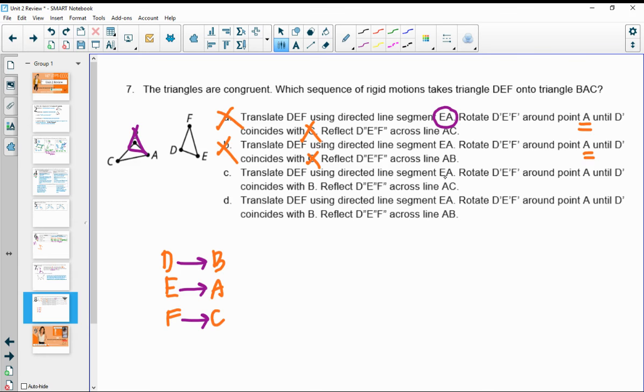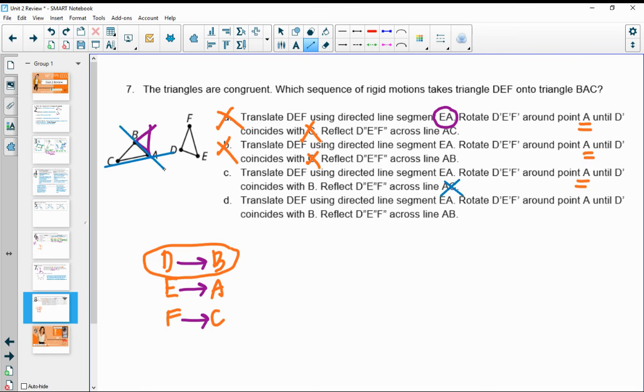So this one, E to A, rotate around point A until D coincides with B. That is what we want. So we want to rotate this triangle until D lands on B. And then it says reflect across line AC. Here's the line we're reflecting across. That's not what we want. We want to reflect across this line where they're touching. So we wanted to reflect across AB, so the correct answer is D.